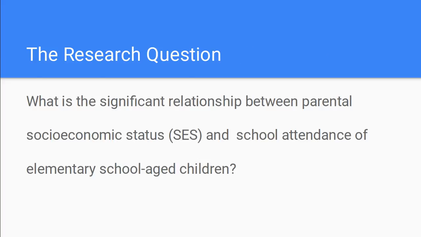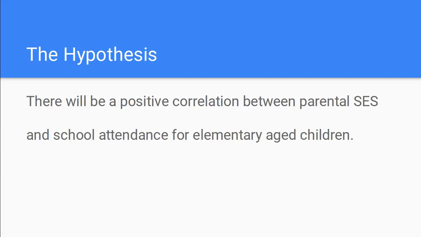So the research question I have for my proposal is, what is the significant relationship between parental socioeconomic status and school attendance of elementary school-aged children? This question is just looking to see if there is a relationship between the two factors. It's not looking to find out the cause or anything like that. It will have the variables that we'll see which may help us understand the cause of this relationship, but right now we're looking to identify a relationship first.